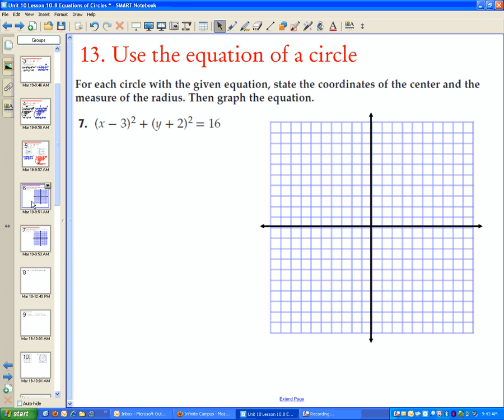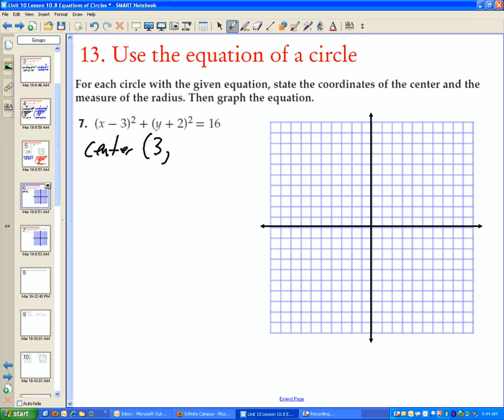All right, now we're going to use the equation. So for number 7, for each circle with the given equation, state the coordinates of the center and the measure of the radius, then graph the equation. All we need to graph this circle is the center and its radius. And we can get that right from the equation. From this equation, I can tell that the x-coordinate of the center is 3. How can I tell that? Because it's x minus h quantity squared. So the h has to be 3, doesn't it?